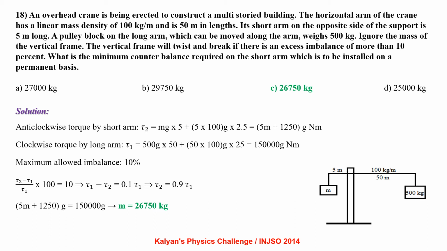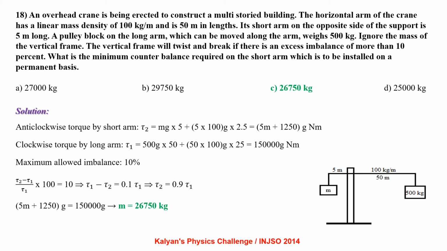Ignoring the mass of the vertical frame, it will twist and break if there is an excess imbalance of more than 10%. What is the minimum counterbalance required on the shorter arm, which is to be installed on a permanent basis?